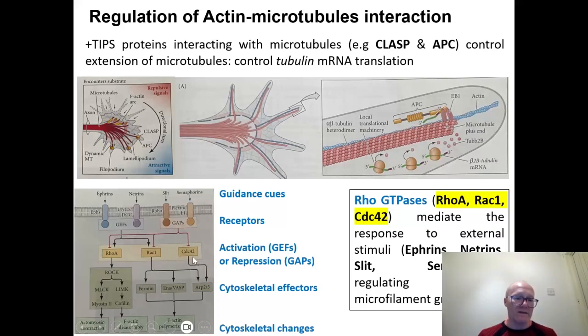For example, RAC1 and CDC42 are mostly involved with the synthesis or polymerization of new actin filaments, so growing of the filopodia in the direction of the stimulus, while other factors like RhoA are mostly involved with disassembly of the actin filament. So if you disassemble the actin filament, we are saying the filopodia retreat. If the filopodia retreat, the axon moves in another direction.